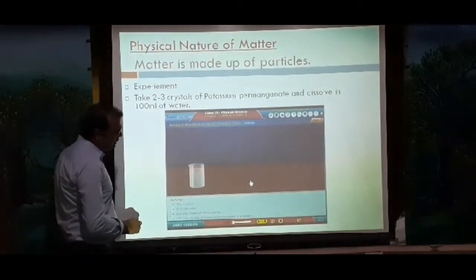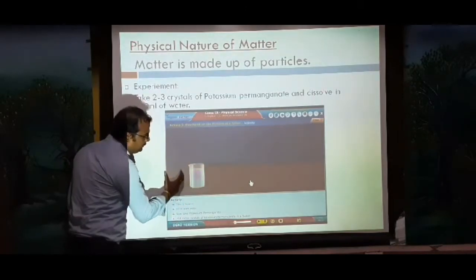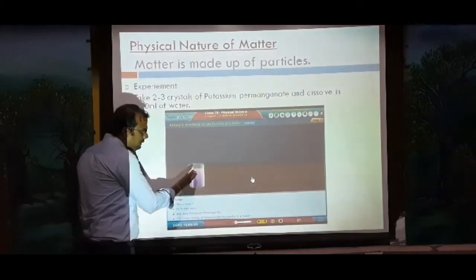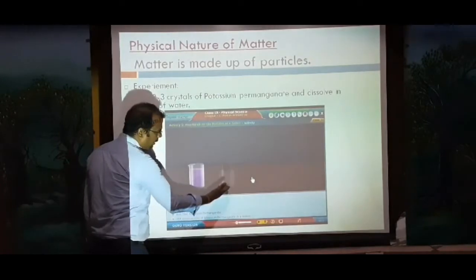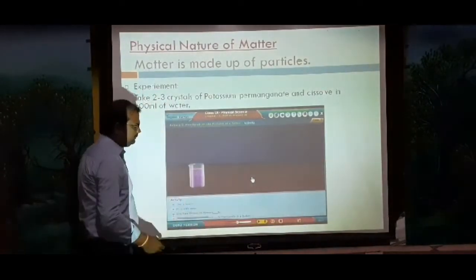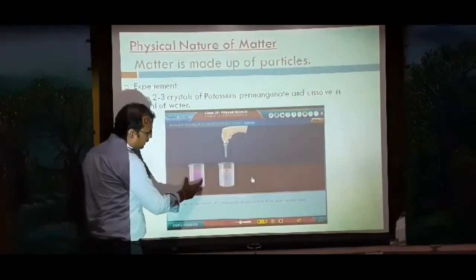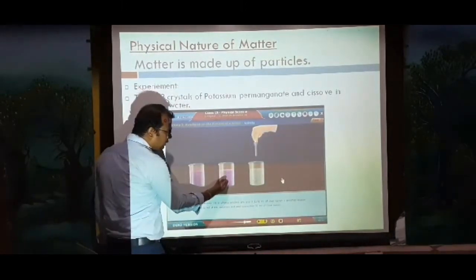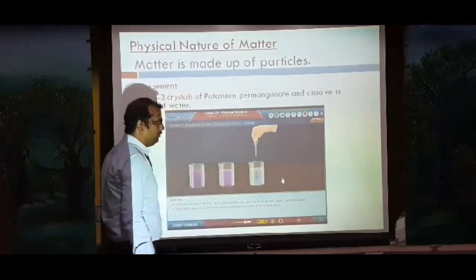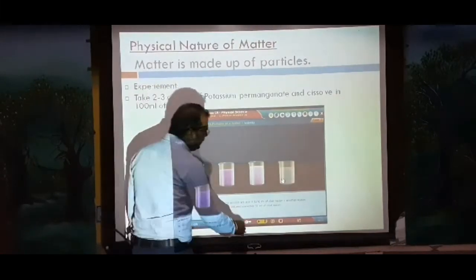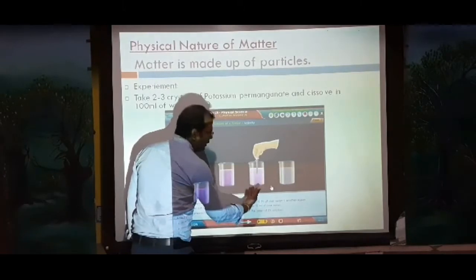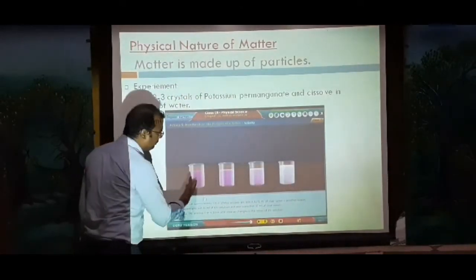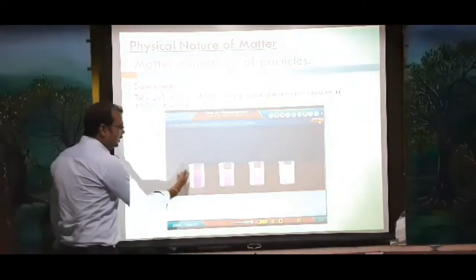You just observe what happens. Slowly the color in the beaker changes to pinkish. Next, we transfer 10 ml of this solution into another beaker containing 90 ml of water. Again, we transfer 10 ml of this solution into another beaker containing 90 ml of water. Again, we transfer 10 ml from the third beaker to another beaker containing 90 ml of water. Slowly the color changes from the first beaker to the last beaker.